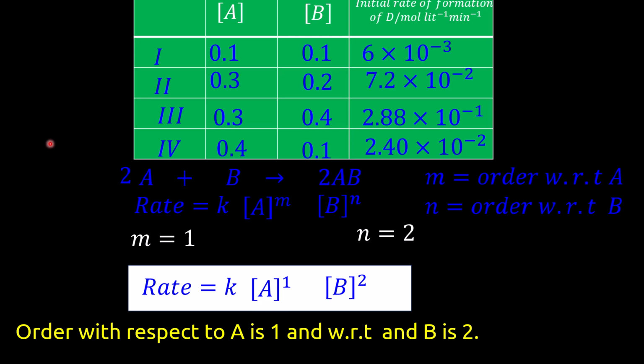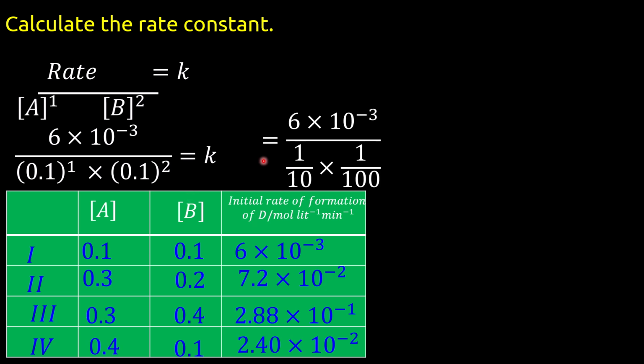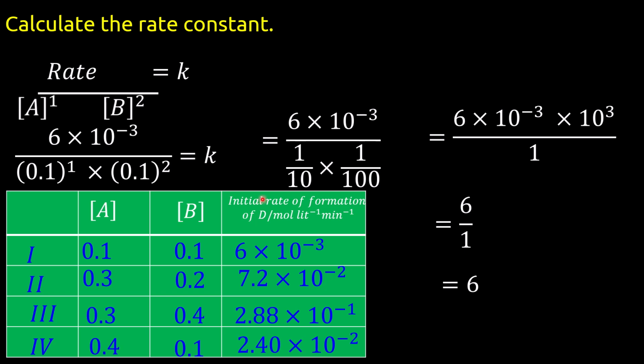Next, we have to calculate the rate constant value. We know the rate law equation: rate is equal to k into concentration of A to the power 1 into concentration of B to the power 2. Rearranging this equation, we get the rate constant k is equal to rate divided by concentration of A to the power 1 into concentration of B to the power 2. Substituting A and B values from any one of these experiments, we get the k value, that is the rate constant value. Here I am going to substitute the first experiment results. Simplifying these values, we get 6 by 1 is equal to 6.